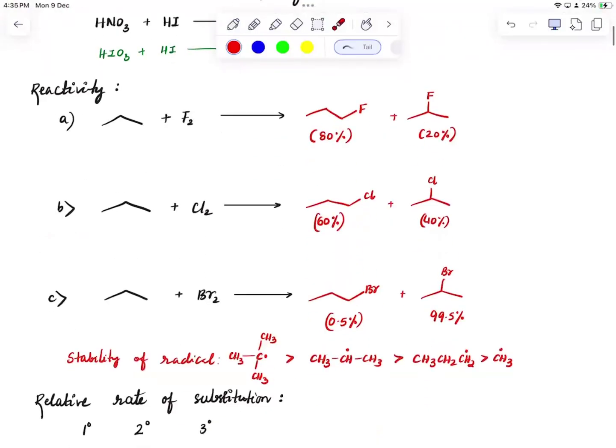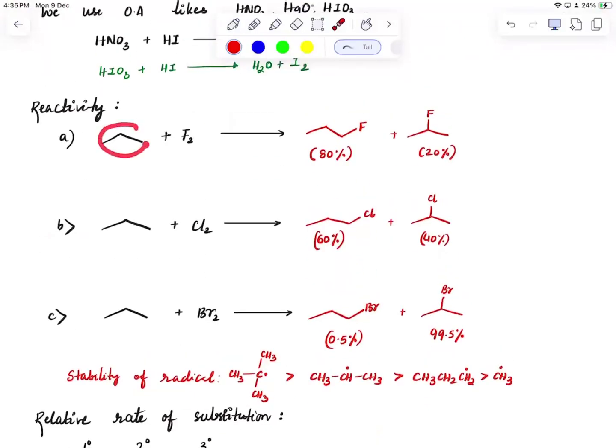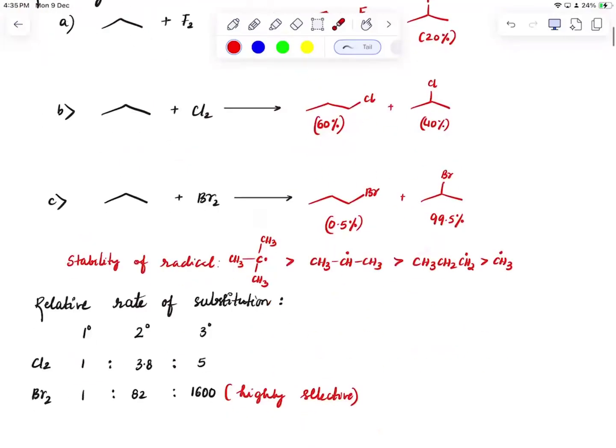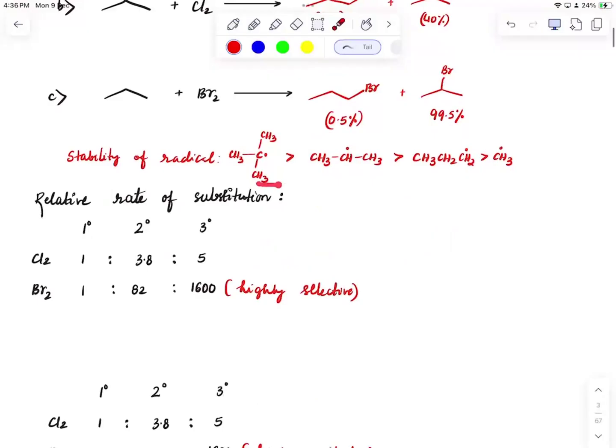Okay. Now, experimentally, what has been observed: if I take propane and react with fluorine, I was able to get 80% of fluorine on a 1 degree position and only 20% on the 2 degree position. While with chlorine, this was around 60 to 40. But when it comes to bromine, it was extremely more on the radical at the more substituted place, that is the 2 degree place. Which means if you compare the stability of radicals, we know that 3 degree is greater than 2 degree, greater than 1 degree and methyl radical.